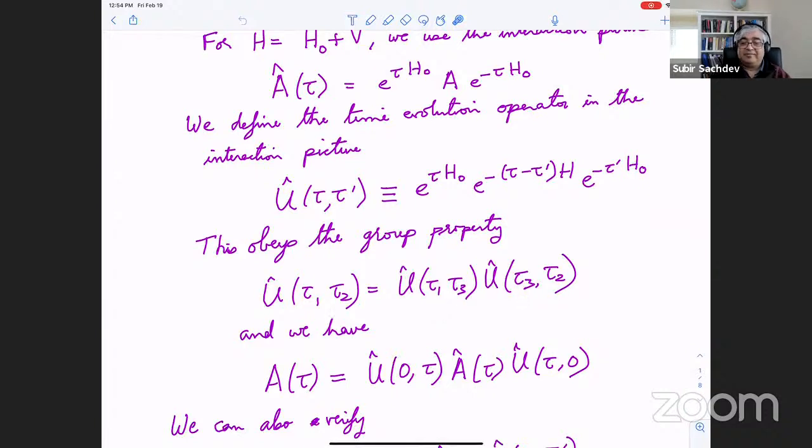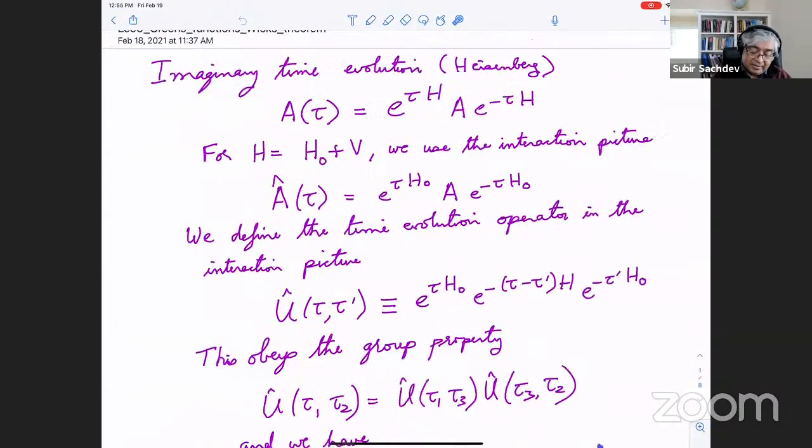So if you evolve from this time to that time, you can go to some intermediate time and then evolve next. Or you can even go into the future and come back. Doesn't matter. There's no particular time ordering here. So that's easy to check from here. And you can also check from this relation.